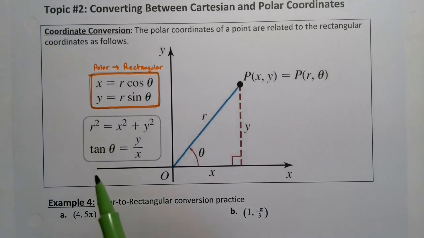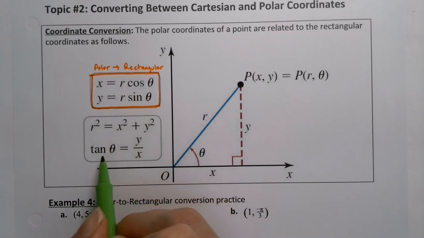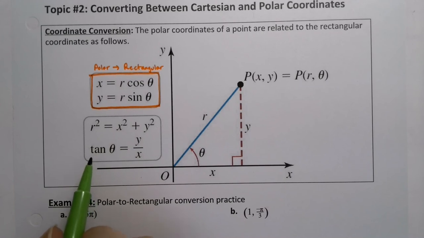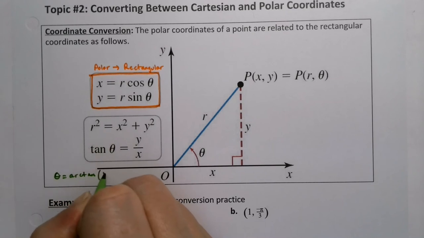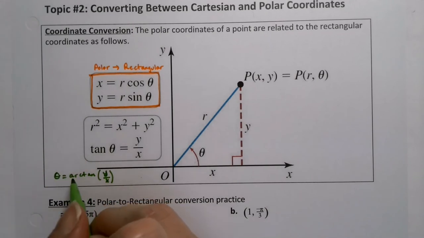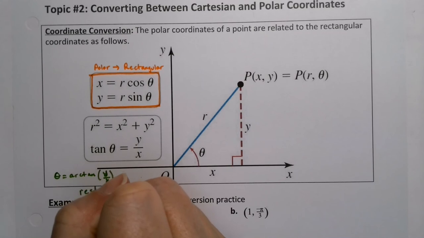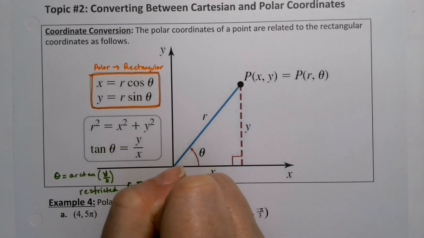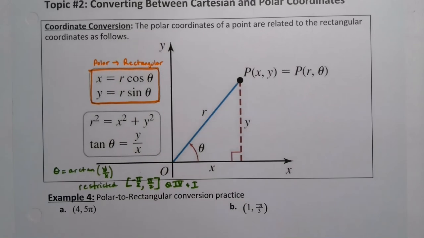And then you can also see a couple other things. r squared is equal to x squared plus y squared, and the tangent of theta is equal to y over x. I actually want to talk about this just a little bit more, because that would mean that theta is equal to the arctangent of y over x, right? But that would also mean that we're restricted. So you're restricted in theta between negative pi over 2 and pi over 2, which is quadrants 4 and 1. That's the way arctangent works.